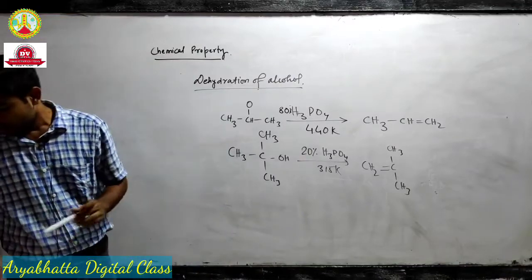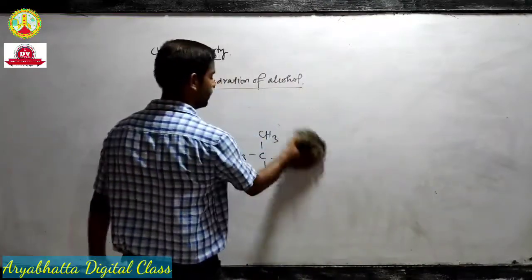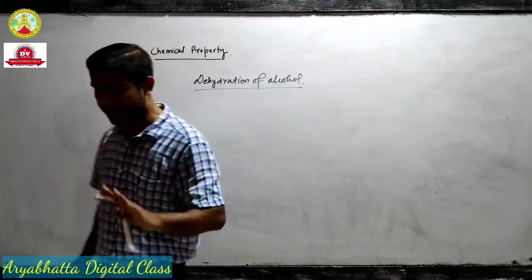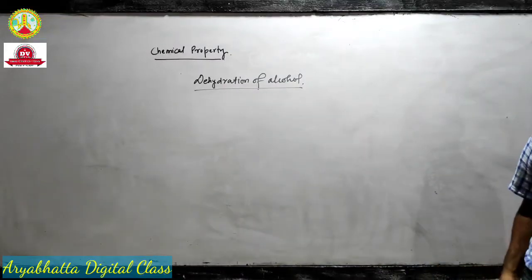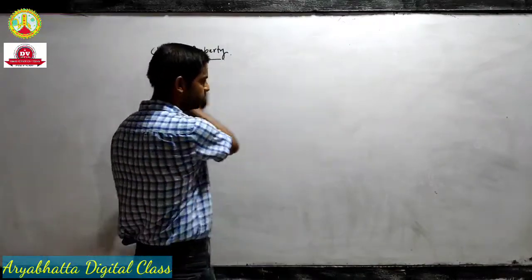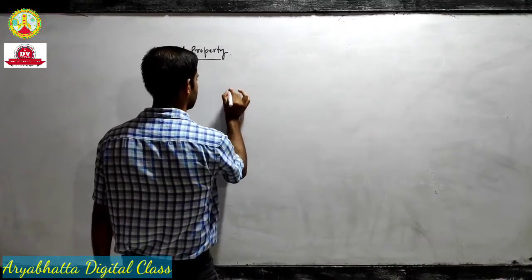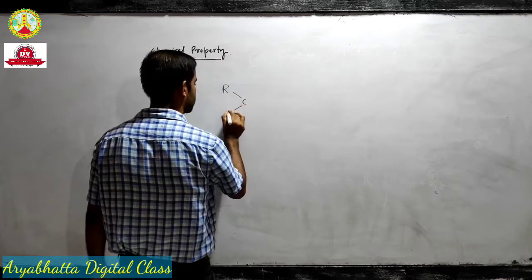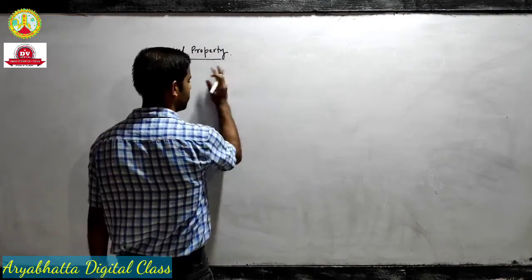So this is dehydration. We know the products actually, that a hydrogen from the adjacent carbon and the hydroxyl group combine to form water, and this water is absorbed by concentrated sulfuric acid or H3PO4. Now we will see the mechanism of this reaction, how this reaction takes place. So what will happen, let's take R. Let's take it in another way.